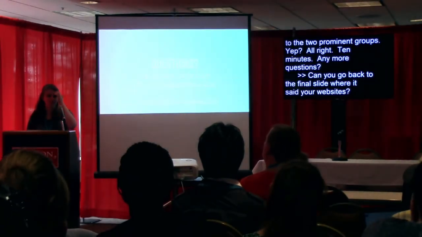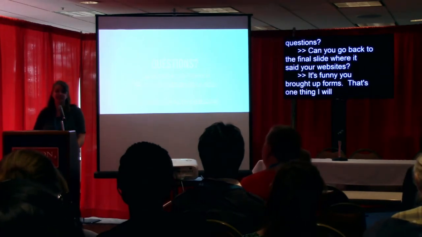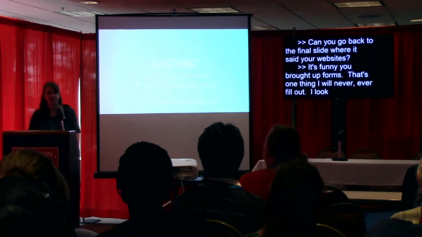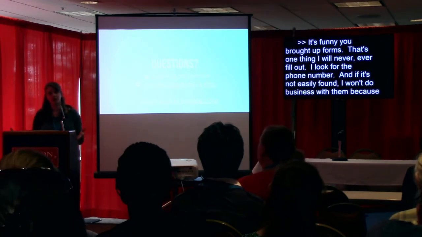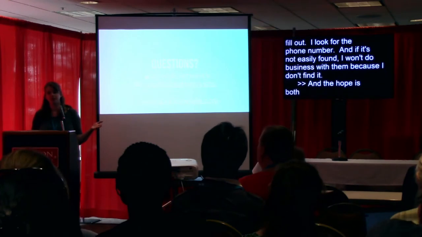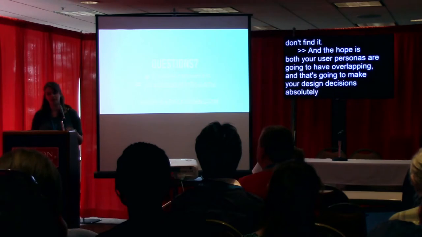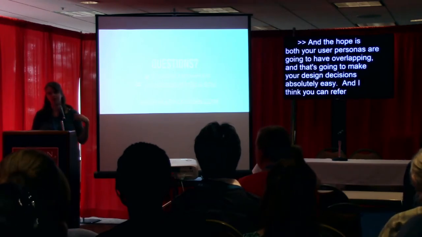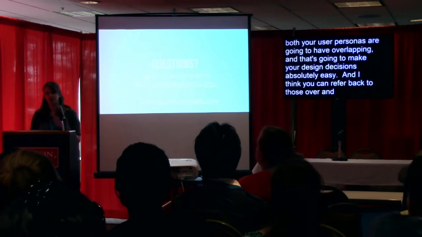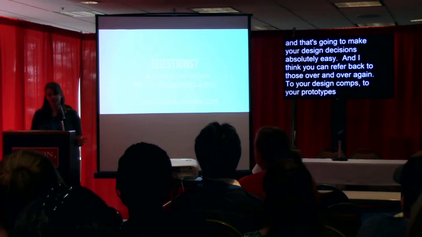Brought up forms, that's the one thing I will never ever fill out. And then I look for the phone number, and if it's not easily found, I won't be able to do business with it because I just don't find it. And the hope is both your user personas are going to have overlap, and that's going to make your design decisions easier. I think you can refer back to those over and over again at each stage, both the wireframe stage, to your design comps, to your prototypes. Sometimes you may have conflicts and have to make a decision.